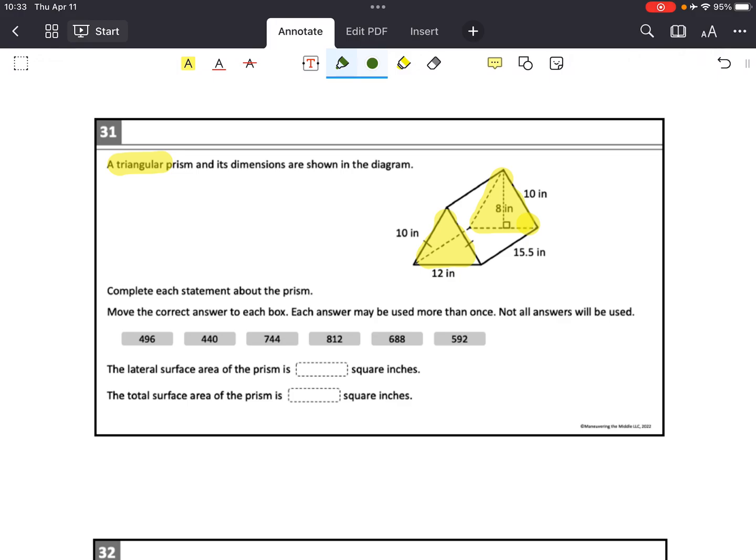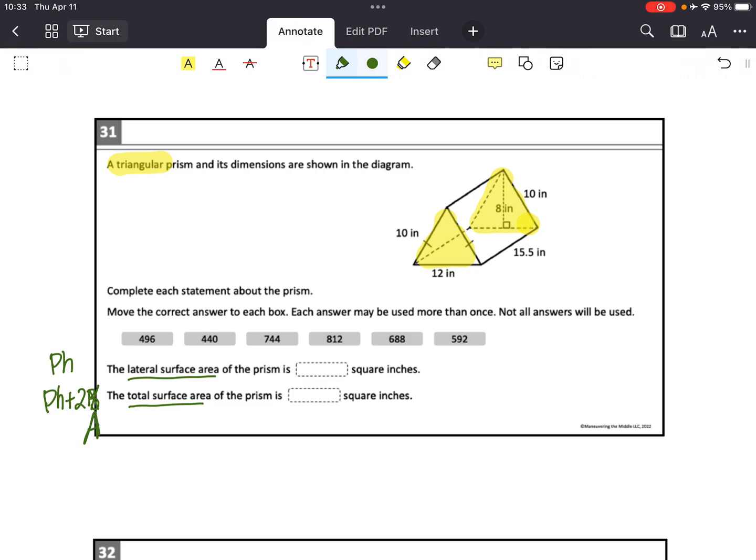Then complete each statement. It wants you to figure out the lateral surface area as well as the total surface area. Both of these formulas can be found on your bestie. Lateral surface area is pH. Total is pH plus 2b. Remember, we changed those capital B's to the letter A's because we want to find the area of the base.